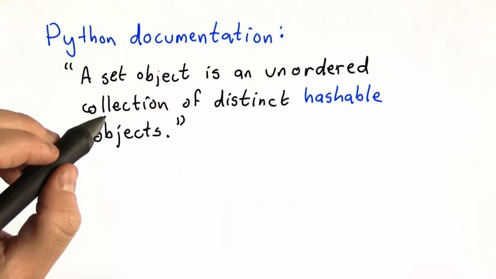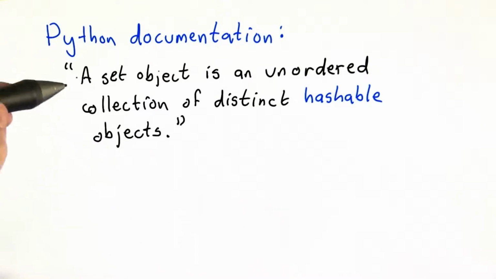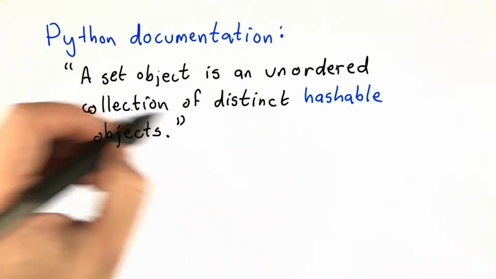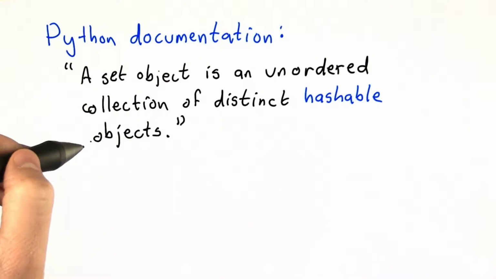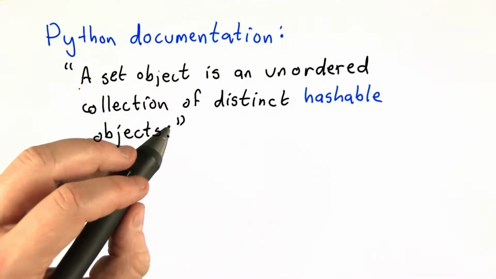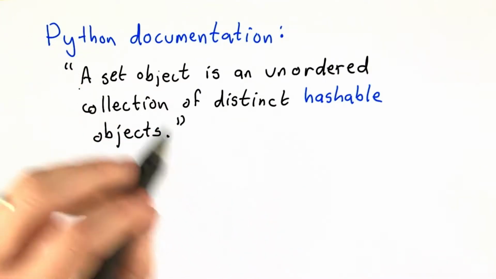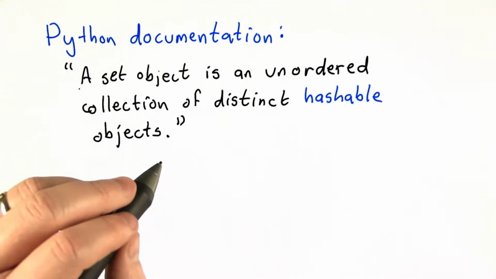So here's what it says in the Python documentation. A set object is an unordered collection of distinct hashable objects. The Python documentation is the definitive reference on Python, but it's often not the easiest way to understand something new.